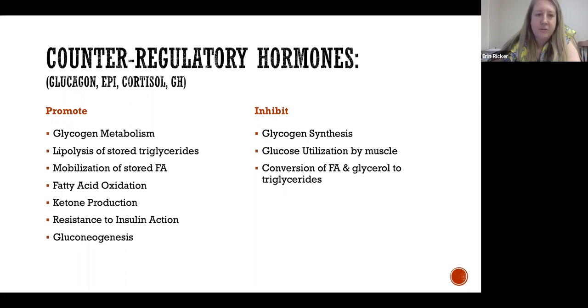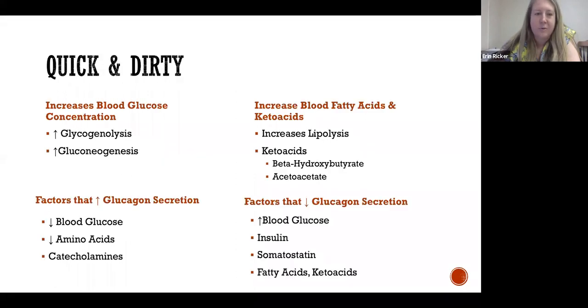At this point, you're low on energy stores, so you're having to break down what you've stored previously, and you are inhibiting developing stores. So quick and dirty, simple version of it is that glucagon increases your blood glucose concentration by increasing glycogenolysis and gluconeogenesis. Factors that help increase your glucagon secretion are low blood sugar, low amino acids, and catecholamines. It will also help increase your blood fatty acids and keto acids by increasing lipolysis and keto acid development in the form of beta hydroxybutyrate and acetoacetate. Factors that decrease your glucagon secretion are high blood glucose, insulin, somatostatin, and fatty acids and keto acids.